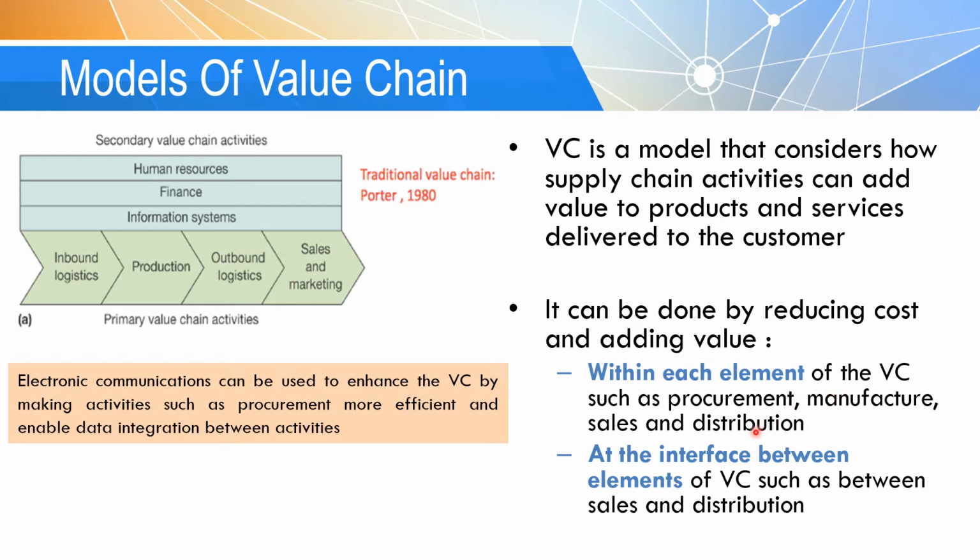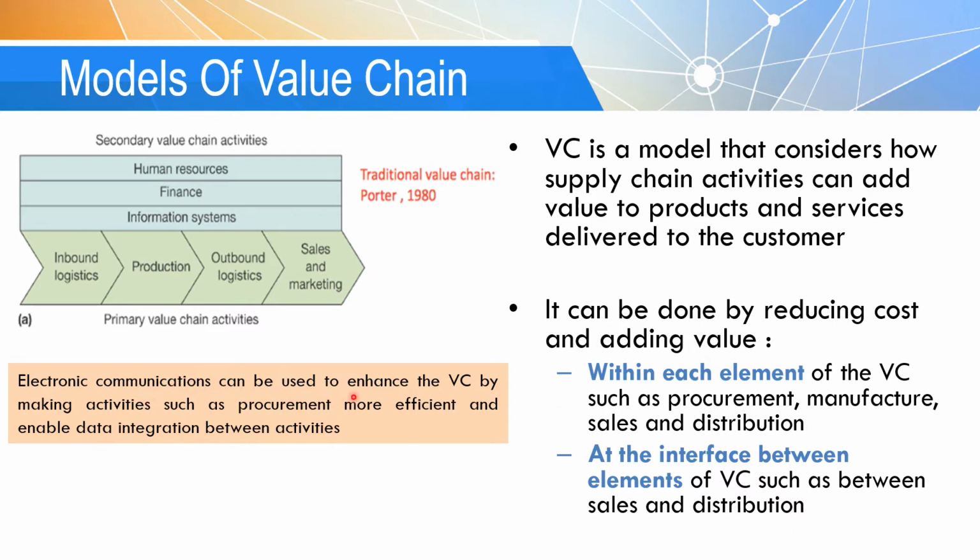We can also have interfaces between the elements of the value chain, such as between sales and distribution. For example, between the distribution and the sales, we have interfaces that can make them communicate, or maybe between sales and production, so the production can communicate directly to the sales. The sales and marketing department can give the forecasting for production to predict the next production. So we don't need to do the production carelessly. Based on the sales forecasting, it will avoid oversupply.